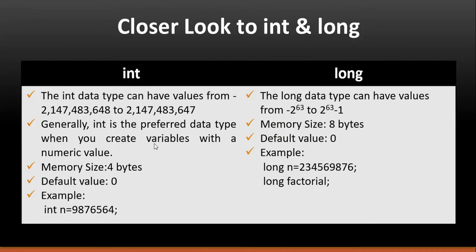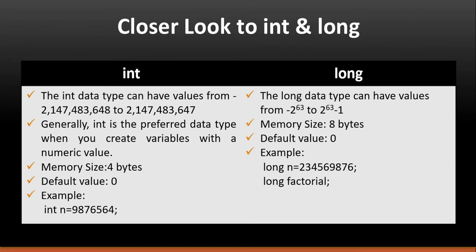So int is preferred data type whenever you are creating variable without decimal places, and the range you can see of integer is minus this to plus this, and int occupies 4 bytes of memory and the default value for int is again 0. Here is the example of integer. So int n is equal to this value. So I can assign any value in this range.